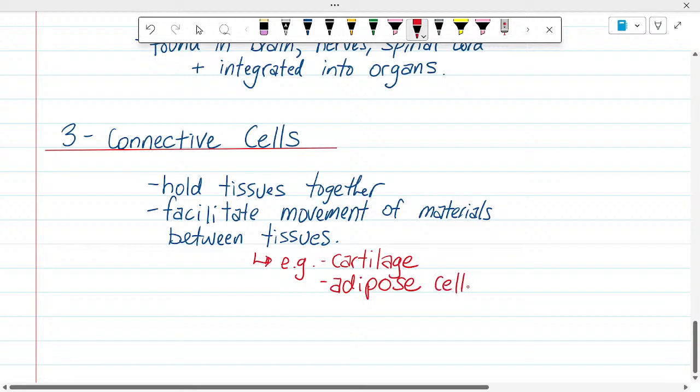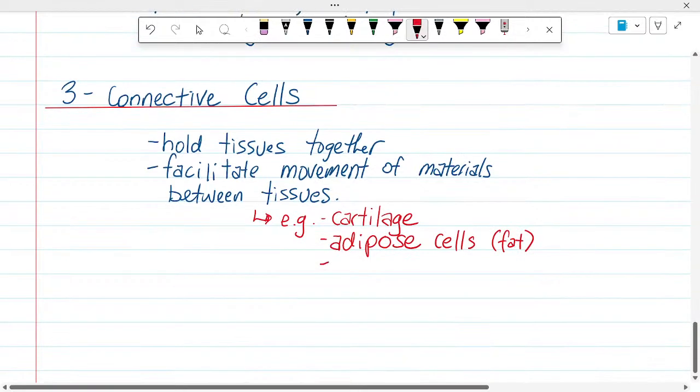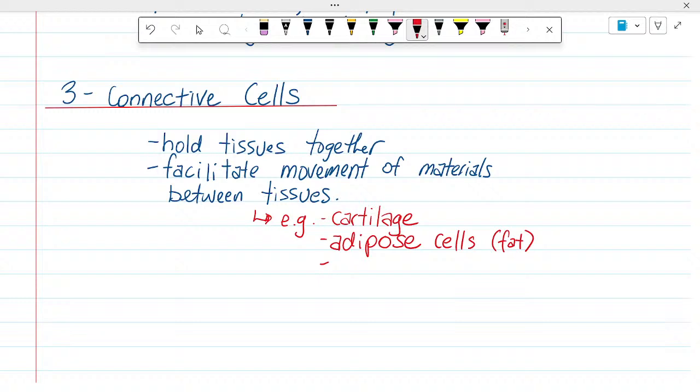What are adipose cells? Another term for that? Do you know? Fat cells, right? So we all have adipose tissue. It's important. It acts as cushioning. It acts as thermal insulation. It acts as lubrication between muscles and joints, and muscles and bones, and bones and bones.